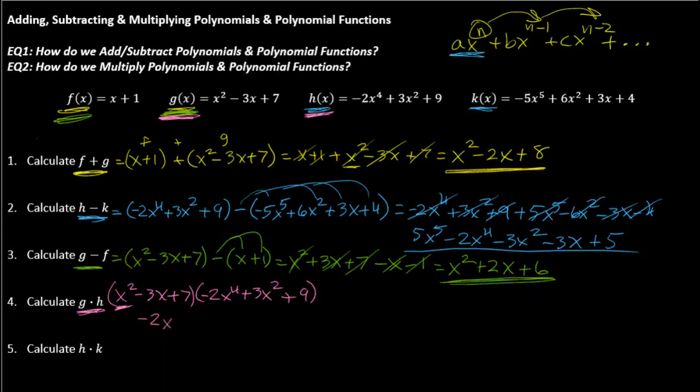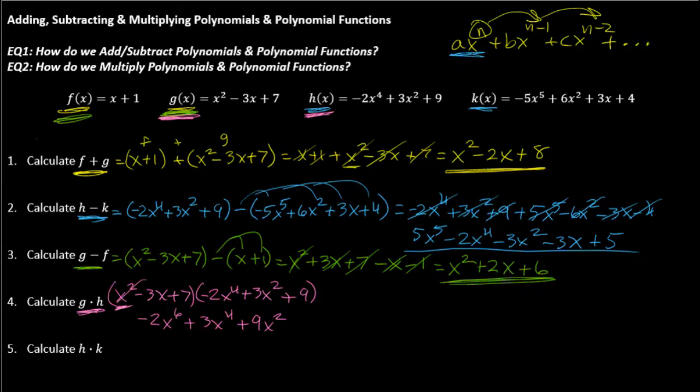So x squared times negative 2x to the fourth, that's going to give me negative 2x to the sixth, right? x squared times positive 3x squared, that's going to be plus 3x to the fourth. x squared times 9, that's going to just give me positive 9x squared. Okay, so I'm done multiplying out the x squared.